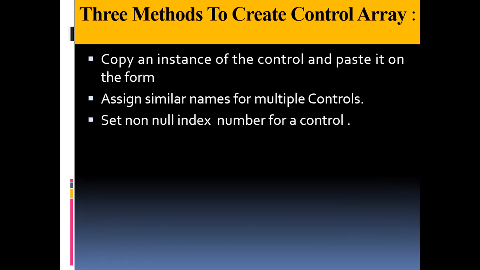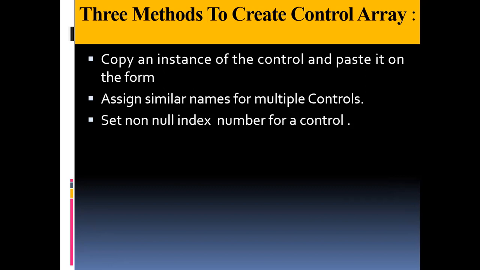So basically there are three methods through which we create the concept of a control array in Visual Basic. The first method is we can just create a copy of an instance of the control and paste it on the form. You take a control, make a copy of that control, and paste it on the form.